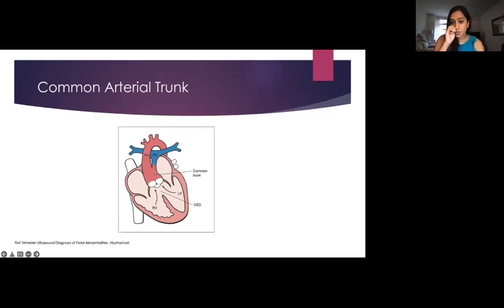So common arterial trunk is characterized by a single arterial trunk that arises from the base of the heart and gives origin to the systemic, coronary, and pulmonary circulation. A large VSD is almost always present with this anomaly, resulting from the near absence of the infundibular septum.